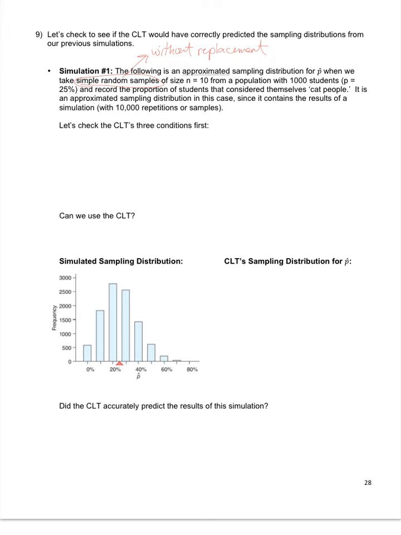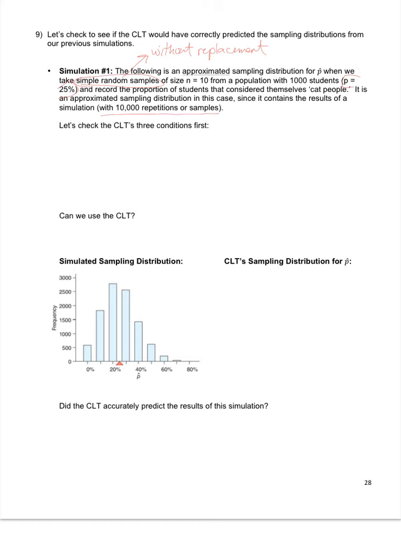So we did simple random samples of size n equal to 10 from a population with 1,000 students. And the population had 25% cat people. We recorded the proportion of students that considered themselves cat people. It's an approximated sampling distribution in this case since it contains the results of a simulation. And the simulation had 10,000 repetitions of samples in it.